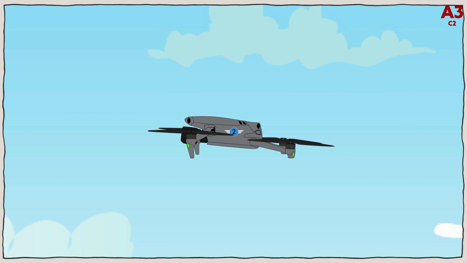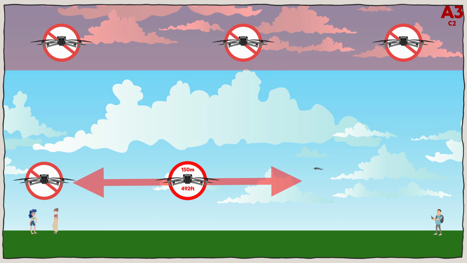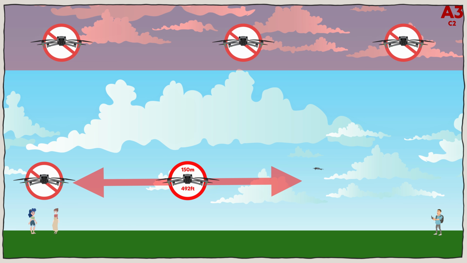And there will be a very similar situation with C2 drones flying over uninvolved people. You're not allowed to fly over uninvolved people or groups of people, and you have to maintain a horizontal distance of at least 150 meters from people.